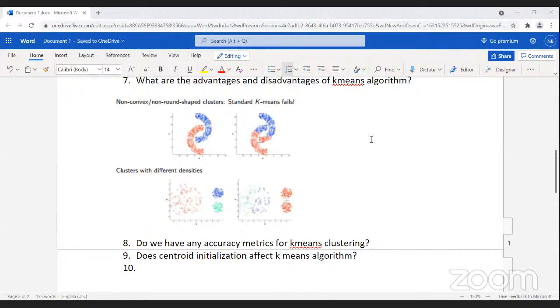The next question would be, okay, so we have the problem with initialization, then how to overcome this problem?